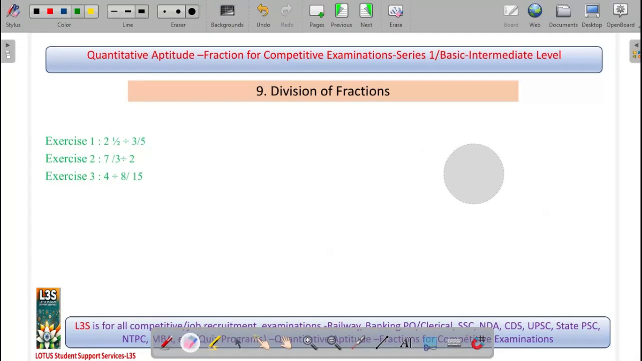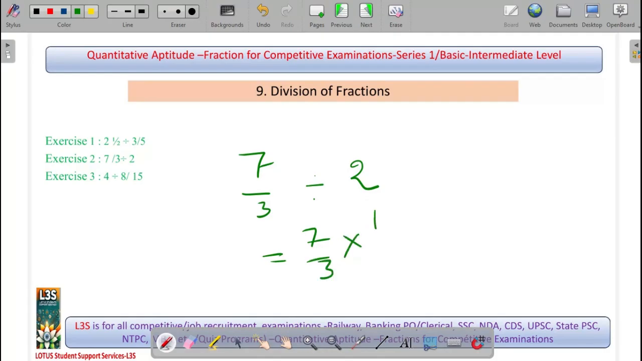Next exercise. It is 7 by 3 divided by 2. So what we have to do, 7 by 3 into the reciprocal of 2, which will be 1 by 2. So 7 by 6. This will be the answer.